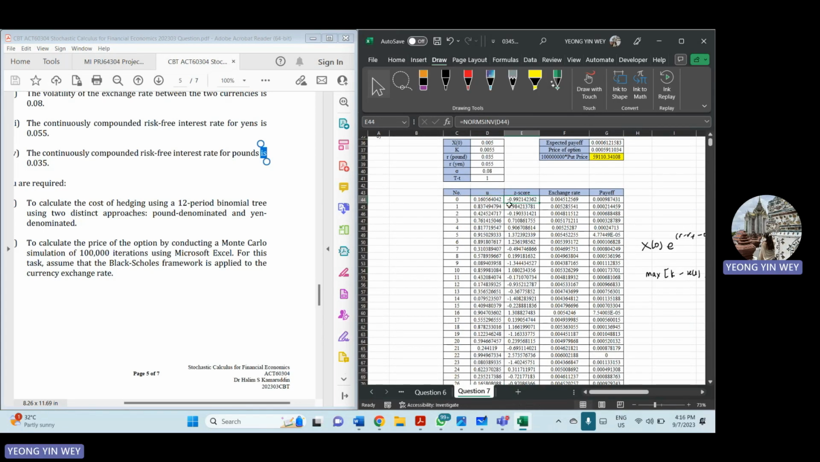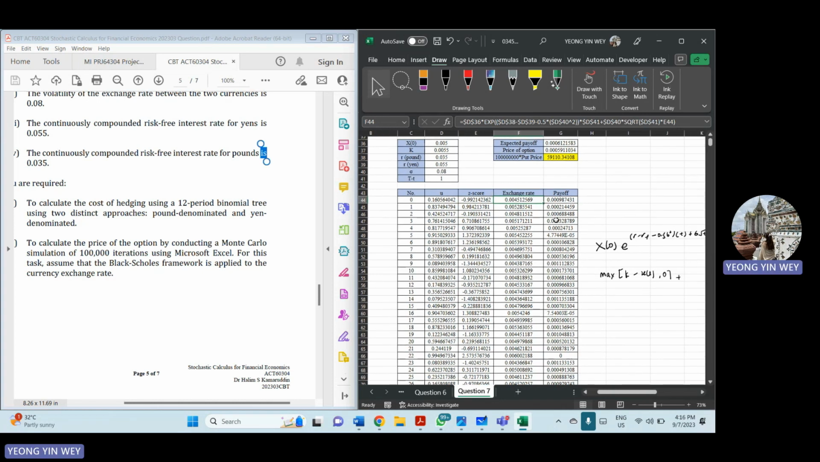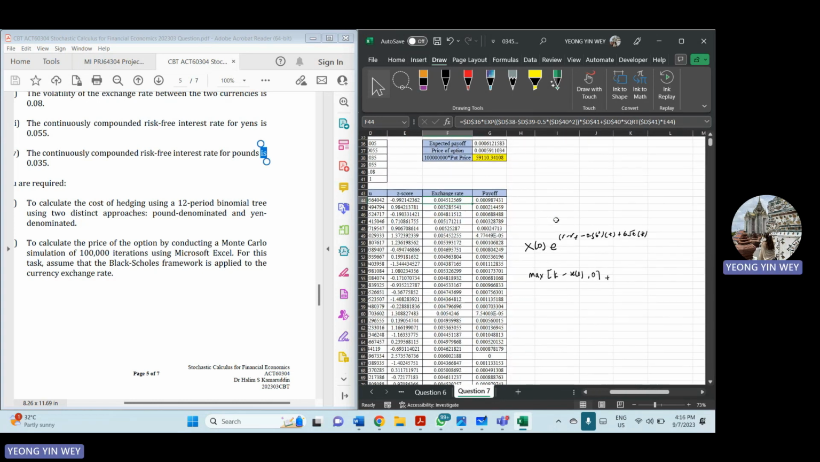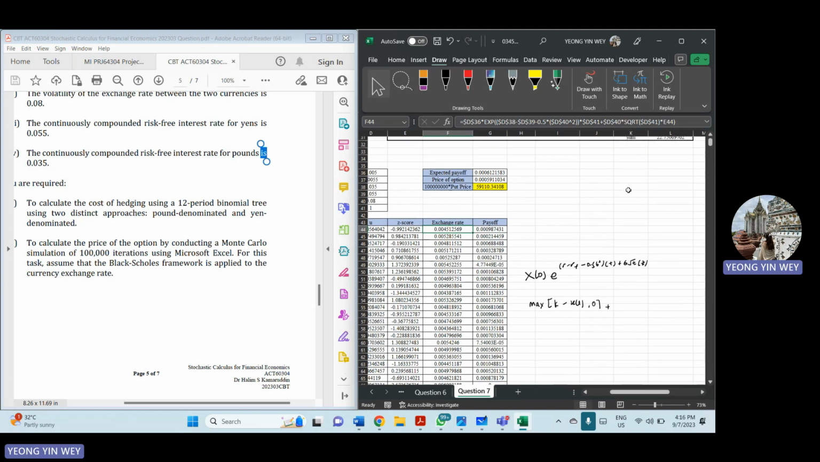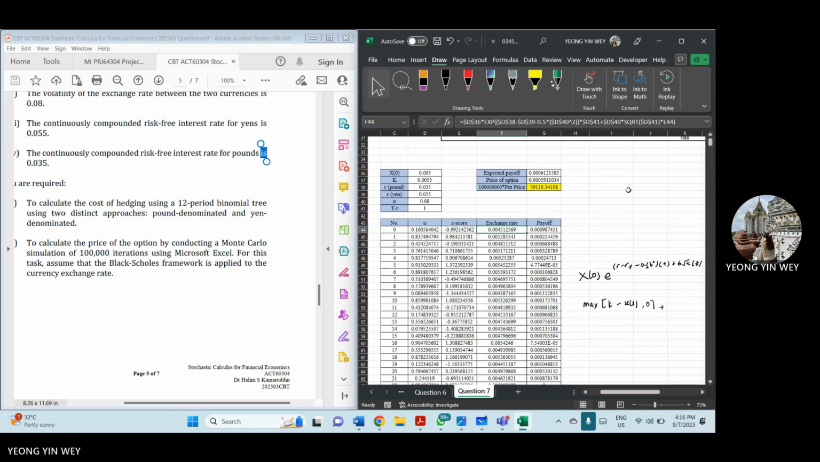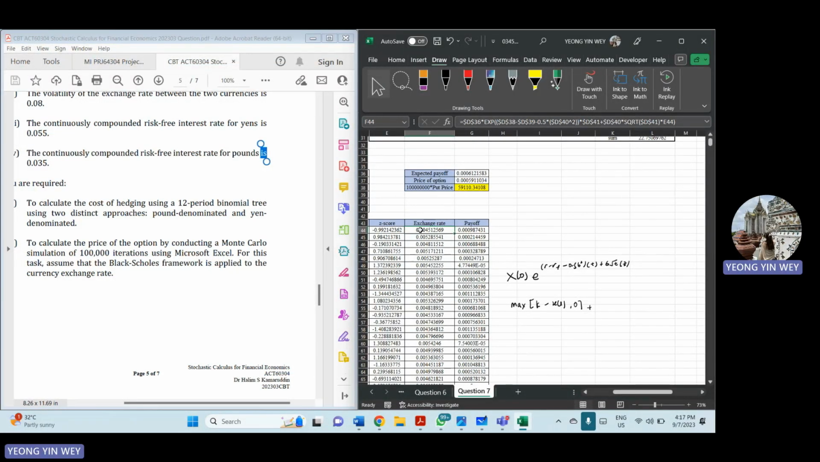The z-score we will be finding using the inverse normal distribution of the U. And for the exchange rate, we will be using this formula. We can choose to use the put or the call option here, but we choose to use the put option. So for our local currency, the risk-free rate for pound is 0.035 and the foreign rate is 0.055 for the yen. So we will be using this formula to calculate the exchange rate.